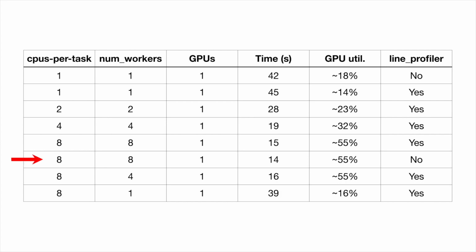When the profiler is turned off, we get a slight improvement in performance. We tried 8 CPU cores and 4 workers, but that was not our best run. Lastly, as a test, we tried 8 cores and 1 worker, and as expected the performance was poor.